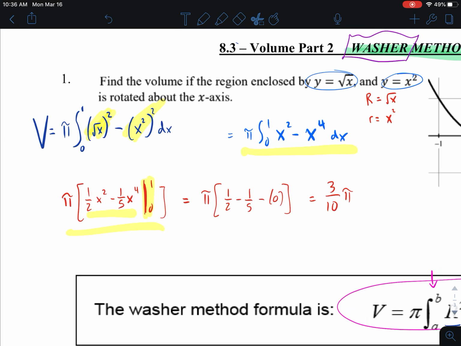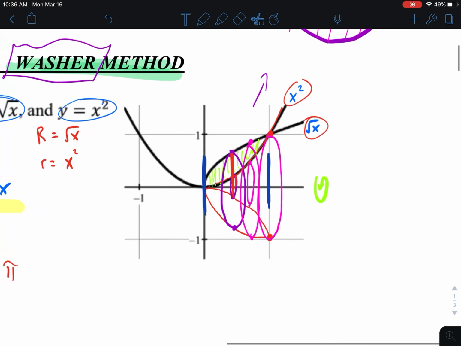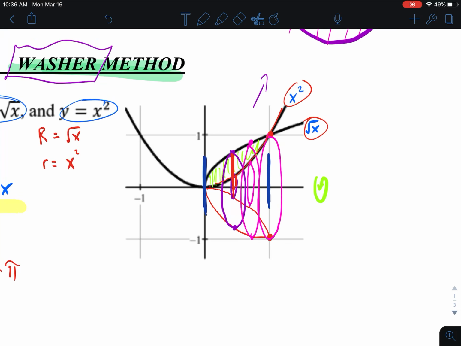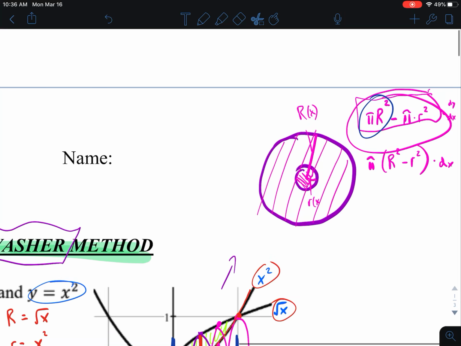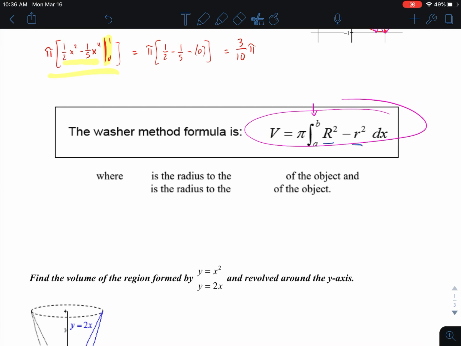Okay, the disk method is a little bit easier, but you got to know when to use which one. And the only way to do that is to look at the graph and figure out, wait a second, when I rotate this area around, is there going to be a space in between? Is it hollow? If the volume of the thing you're about to create is kind of hollow, then you need to use the washer method. Okay? So there's the formula.